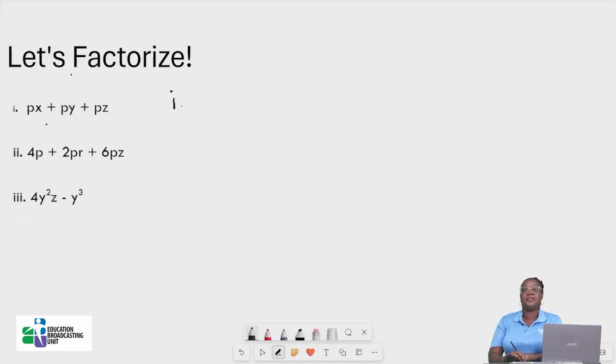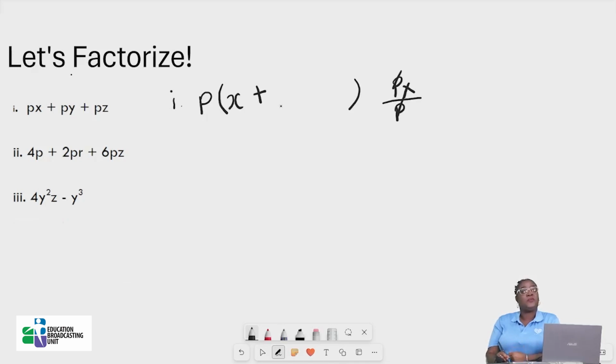We have px plus py plus pz. If we look at each term, we will realize that each of them has a p. Now, remember, we always multiply what's on the outside of the bracket by what's on the inside. So what goes on the inside? Let us see. We have px, and we know our factor is p. If we divide px by p, we cancel out the p's and we have x, so the x goes here.